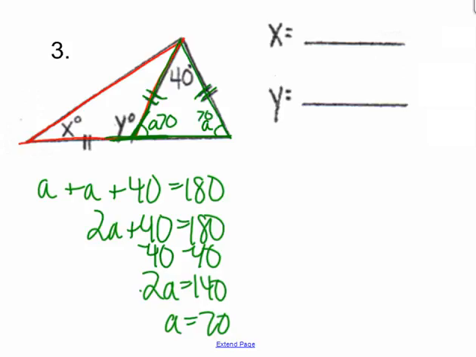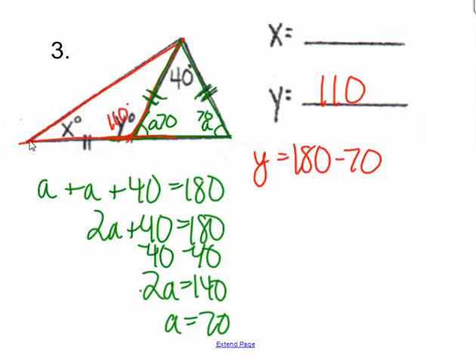Now to figure out y, like I said, I'm going to use that linear pair. So to figure out y, I'm going to take 180 minus that 70. So I get 110. So here's my 110. Now if I twist my head around to find x in this triangle, this is also isosceles because it has those two tick marks. So x is also over there.